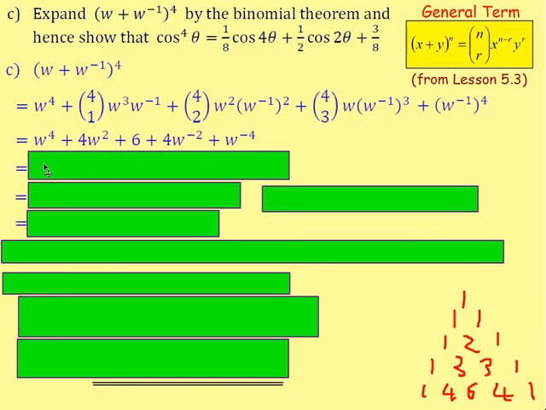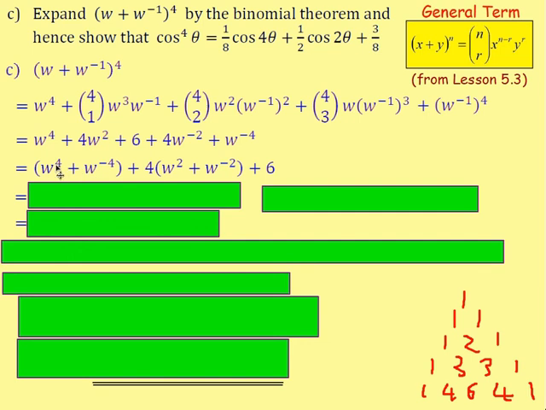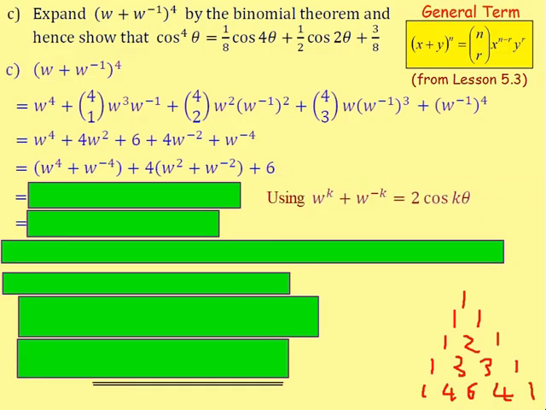Where can we go from there? Well, we could say that would be w to the power of 4, that's what we've got, and we've got a w to the negative 4, perfect, so we've got those two parts. We've got plus 4 times, take out 4 as a common factor, and we'd have w to the power of 2 add on w to the negative 2, and we've also got this add on 6. We know from part B that w to the power of k and w to the power of negative k is 2 cos k theta, which means that w to the power of 4 plus w to the negative 4 will give us 2 times cos 4 theta.